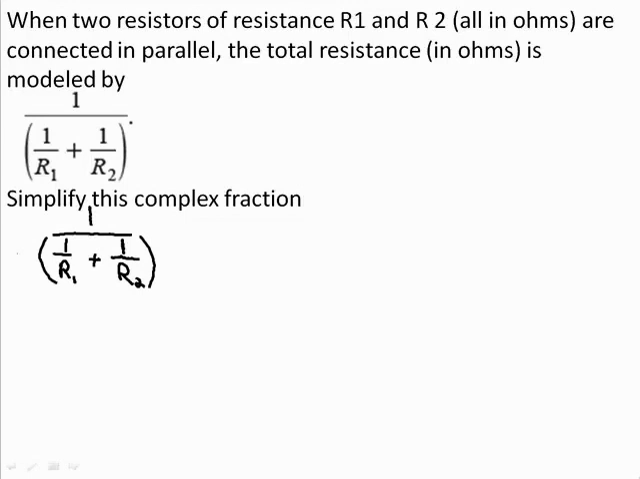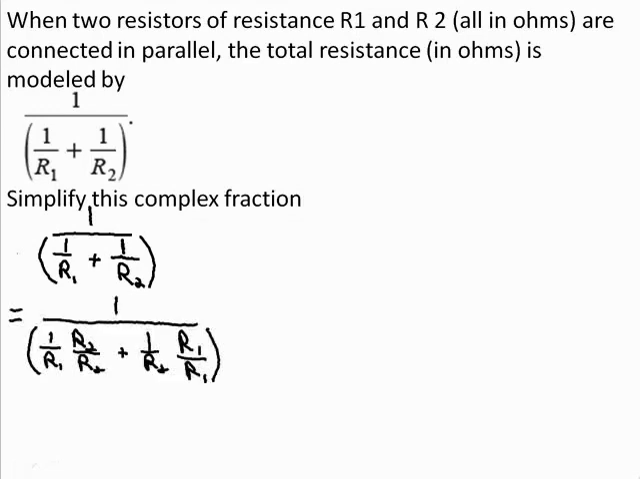The least common denominator is R1 times R2. For each of these fractions to have this denominator, multiply the first one by R2 divided by R2, and the second one by R1 divided by R1. Now multiply the numerators and denominators. 1 divided by the quantity R2 divided by R1 times R2, plus R1 divided by R1 times R2.